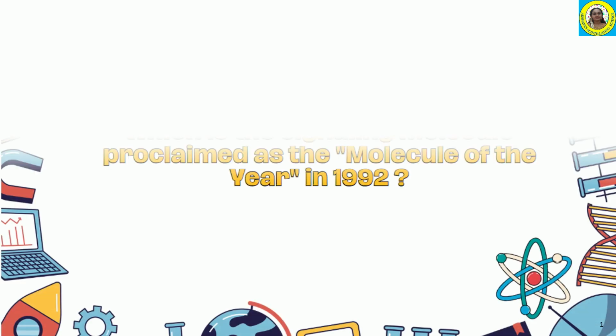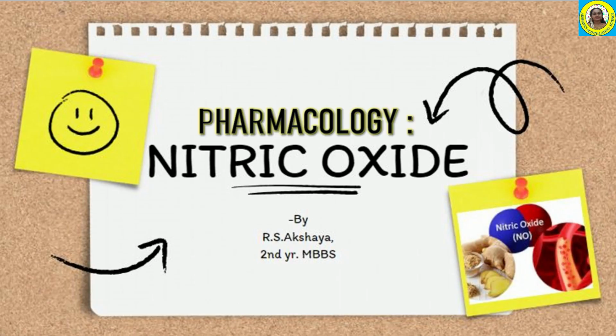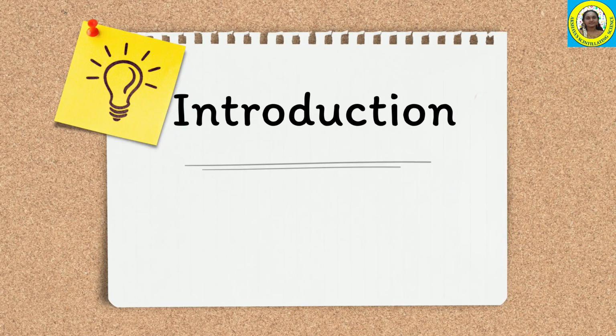Which is the signaling molecule proclaimed as the molecule of the year 1992? Do you know? Okay, let me give a clue. It is a blue gas. Can you find it? Yes, you are right. It is nitric oxide. So let us see few important points about nitric oxide and its pharmacological aspects today.